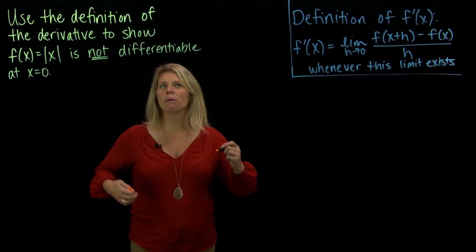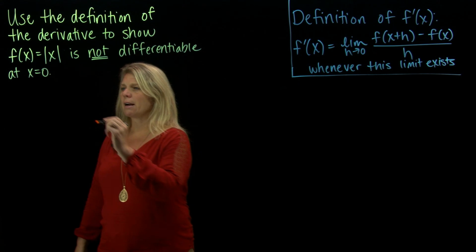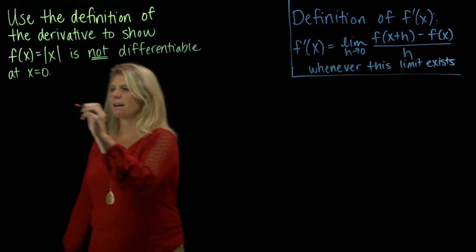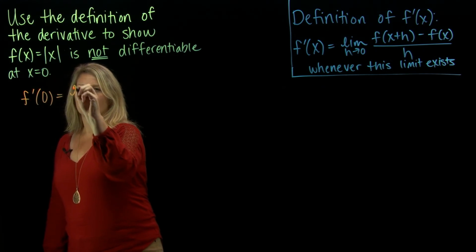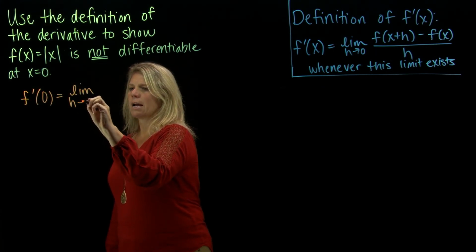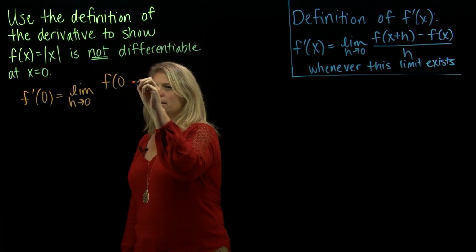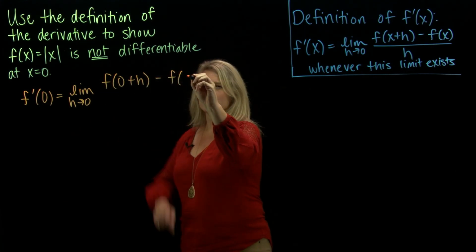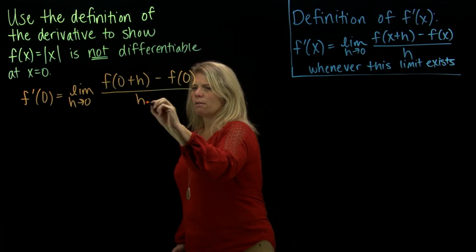Okay, so the first thing we want to do here is just start by writing down our definition. We're doing this one here at x equals 0, so I'll put 0 in for x when I write down this definition. All right, so don't want to forget the limit as h approaches 0. And this time we're going to have f of 0 plus h, because we're trying to show this at x equals 0, minus f of 0, all over h.